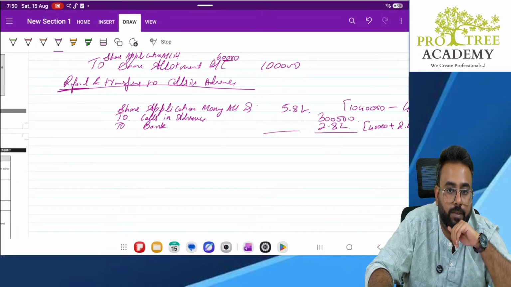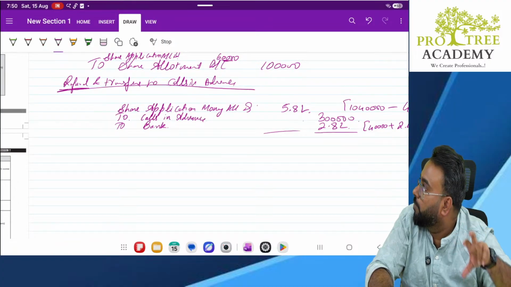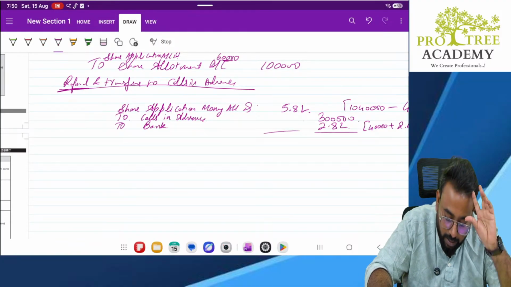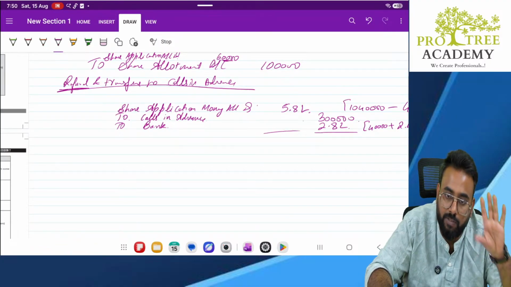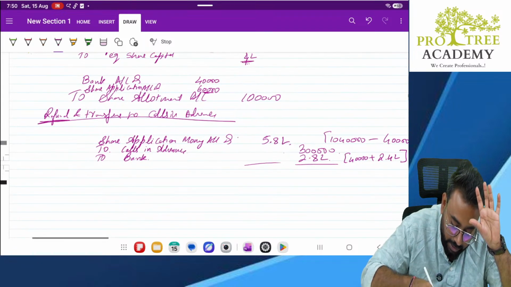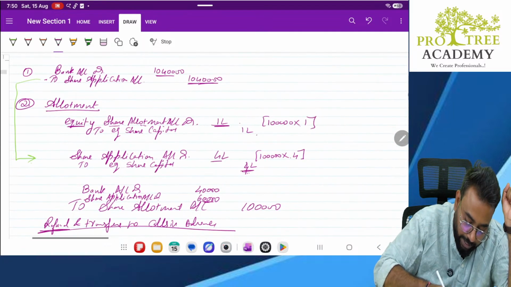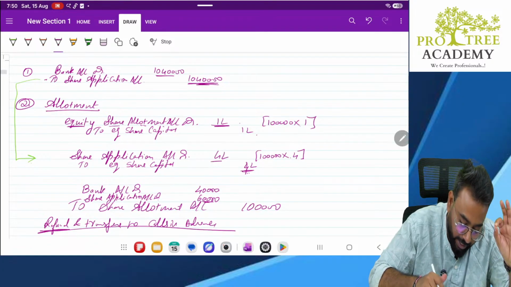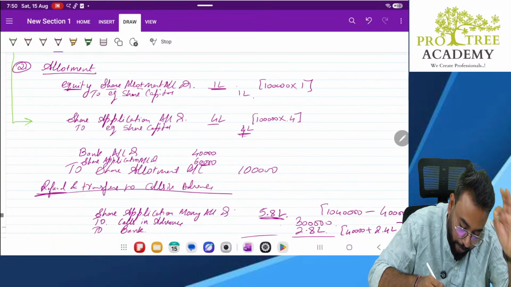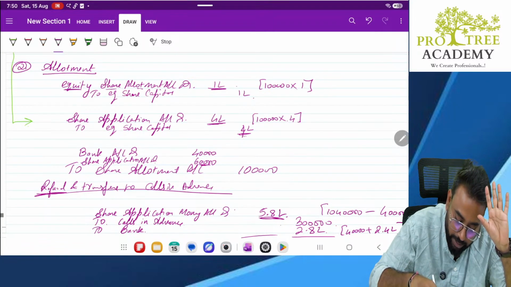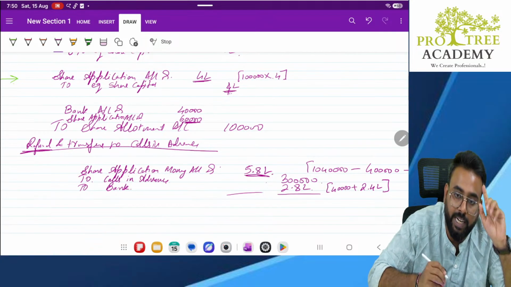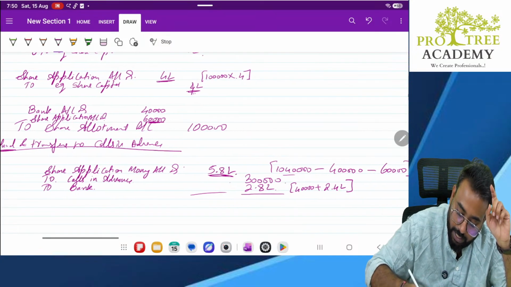Clear? I know it is confusing and a little bit difficult, but if you understand this correctly, it is easy. The only thing is that the table is very important. You need to understand. See, this 5.8 lakh, how did you get it, sir? Simple, sir. How much did we create earlier? 10 lakh 40,000 we created earlier. How much did we debit? We debited 4 lakh. So what is remaining? 6 lakh. Again, we debited 60,000. So 10 lakh 40 minus 4 lakh minus 60.